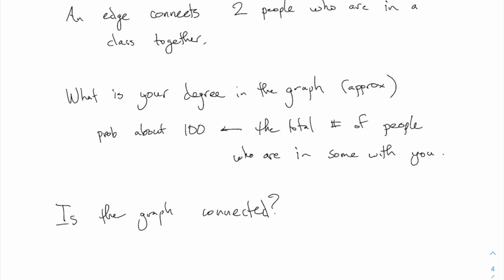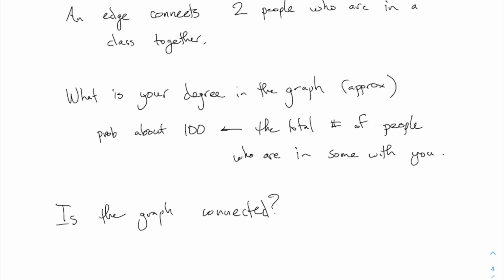That means, can you get from you to anybody else in the graph by going along a path of students in this graph? Any thoughts? Yeah, I think the answer is probably yes.